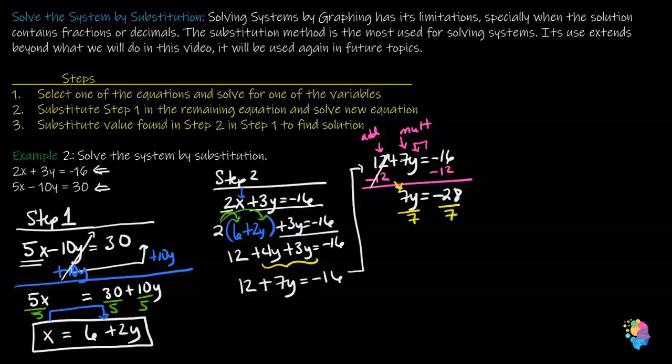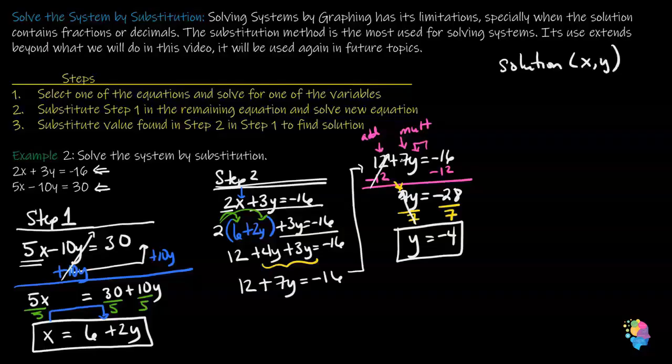From left to right, 7 divided by 7 will be 1y, or just y. Equals, on the right side I have negative 28 divided by 7. Well, 28 divided by 7 is 4. The different signs will make this a negative 4. But wait, there's more. What we've done is find the value of y. We just finished step 2. And remember that the solution, again, has an x and a y value. It still has a step 3 to complete.